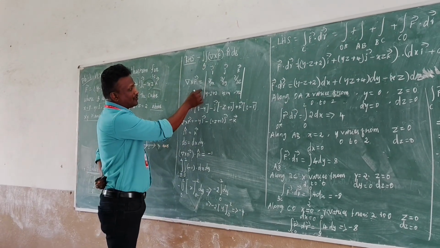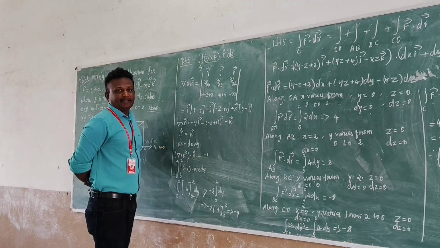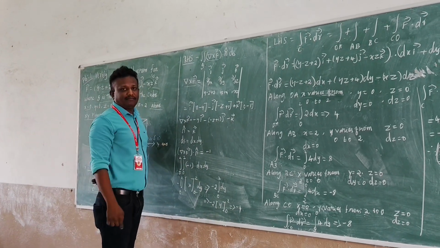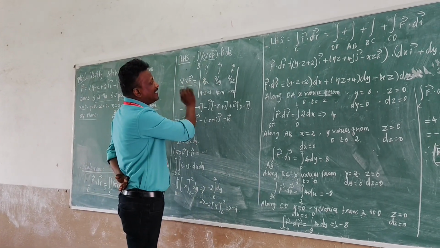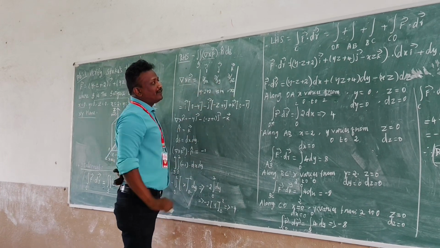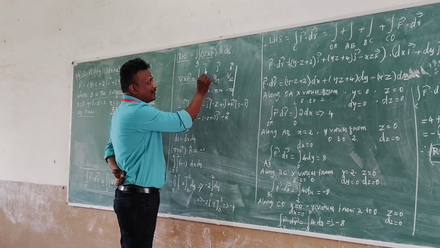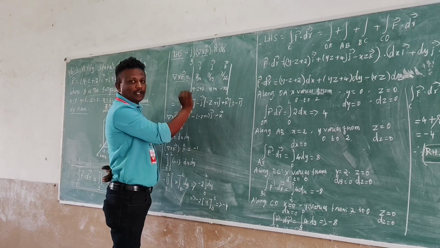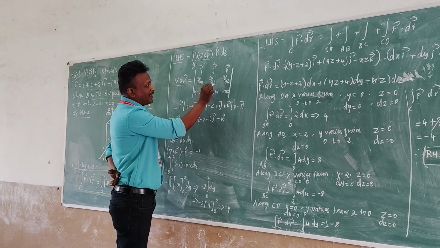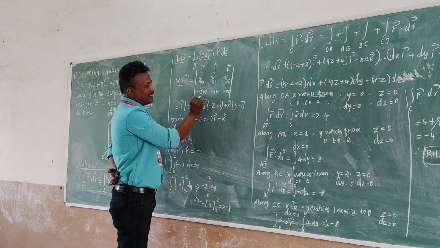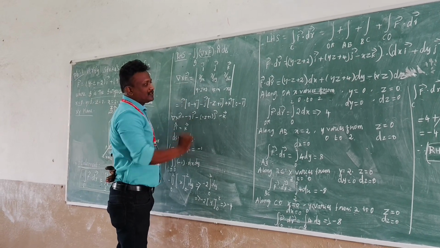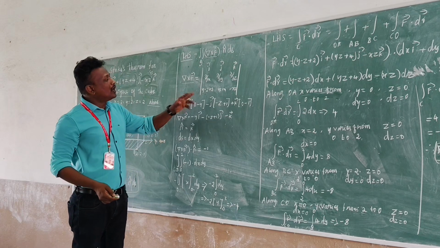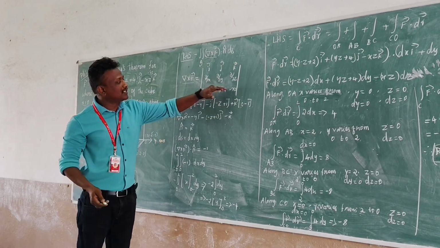We have a formula to calculate del cross F vector. To calculate your rotation, you have to use del cross F vector. The formula is: first we write the vector components, i vector, j vector, k vector. Then we write the dou components in the second row: dou by dou x, dou by dou y, dou by dou z. Here this is very important because most of the students make mistakes here. They don't know how to write this third component.